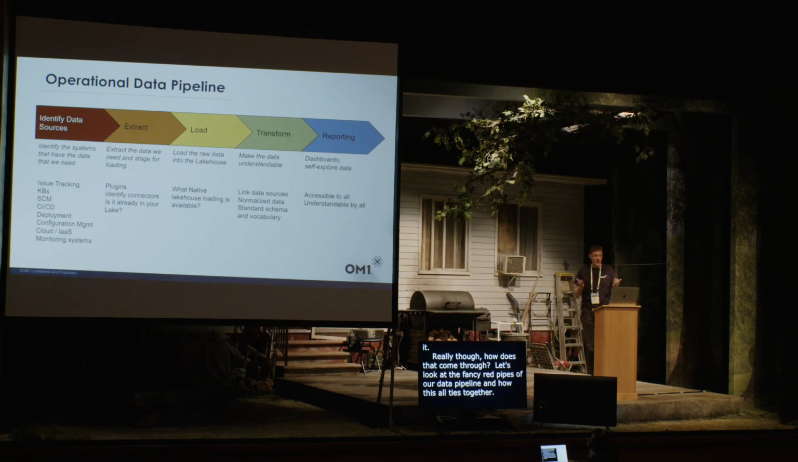It's essentially going to be 5 steps. We're going to identify the data we want. Then we're going to extract that data, and for that we've got to figure out how we're going to get it out. Then we're going to load it up into our nice, shiny lakehouse, and make that data understandable by all by doing a series of transformations to get it into a standard shape that people understand and link the data together. Once that's all been normalized into a standard schema, we can start building some reporting and some dashboards on top of that. Make it all explorable by all and available to all so people can look at the data.